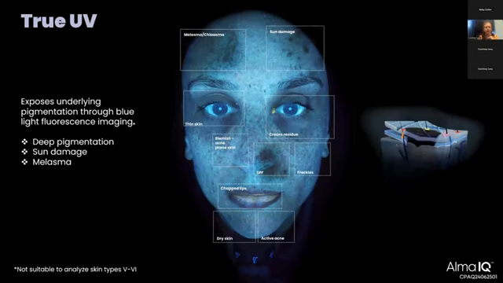True UV is the go-to for pigmentation analysis. So I mentioned the pigmentation, it's showing melanin distribution. It's great for tracking progress. But if we have a patient come in with pigmentation, we want to evaluate whether it's more deep or more superficial, we can get a lot more information using the True UV for pigmentation.